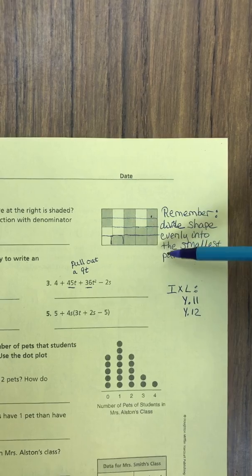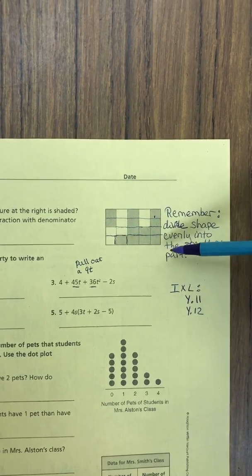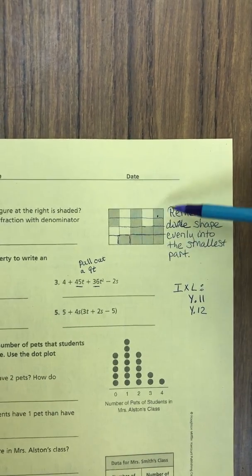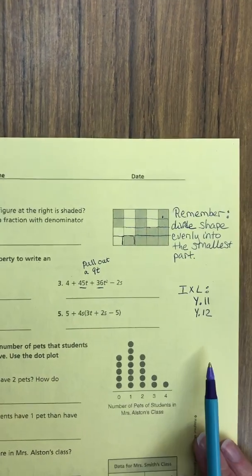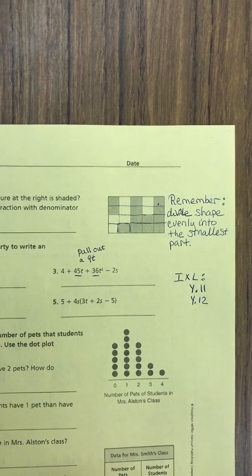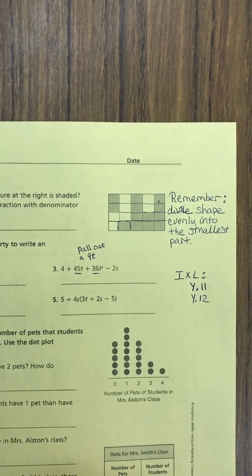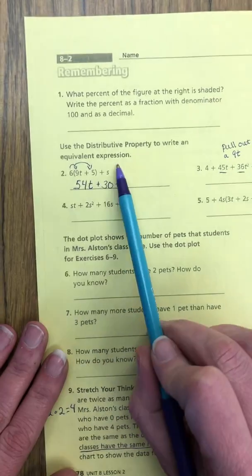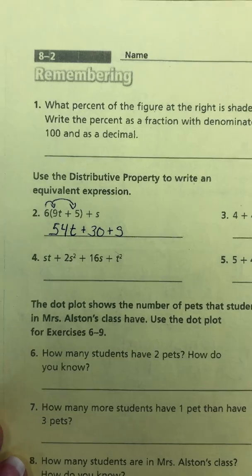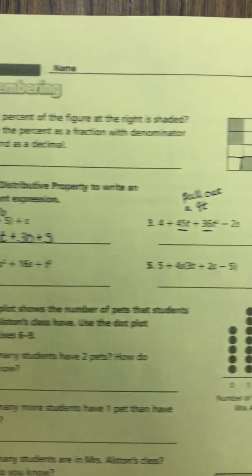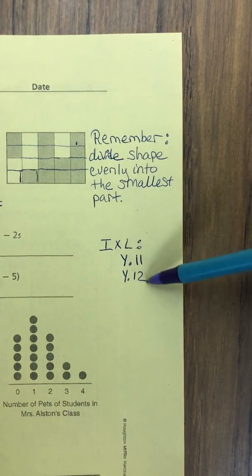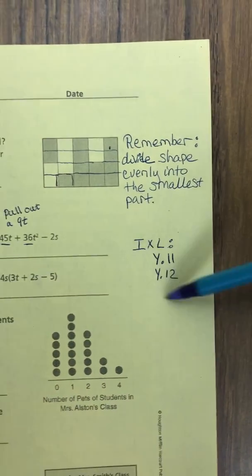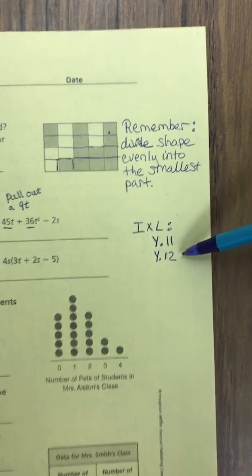So remember, count up, you're doing part to whole. Your whole is how many all together, your part is how many are shaded, and then figure out your percentage. All right. Remember, our whole represents 100. Now, distributive property, I know this is a skill that we struggle on, so if you'll just zoom in over here, Mr. Wilson, IXL Y11 and Y12 will review this. If you struggle with this, please help yourself and then ask us questions if you need to.